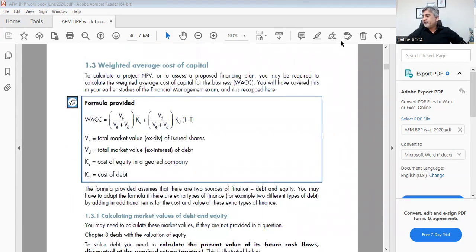This is the formula for WACC. I don't want to discuss it. We have done it at least 1,000,000 times in F9. So a very straightforward formula: value of equity over value of equity plus value of debt, and you will take the market value of equity and debt, into cost of equity plus value of debt into cost of debt into 1 minus T, okay? And value of debt will be market value. Value of debt or value of equity, you will take the market value.